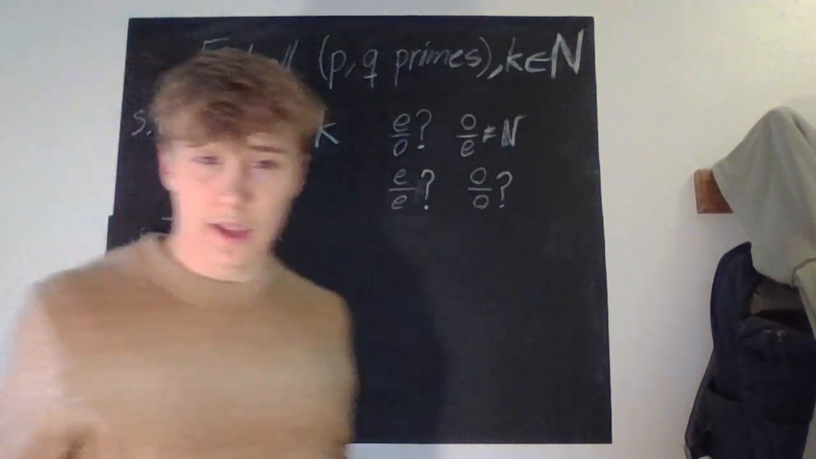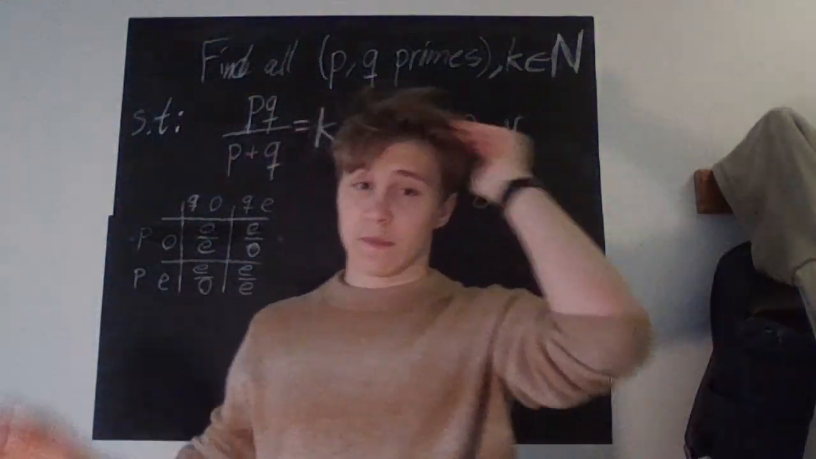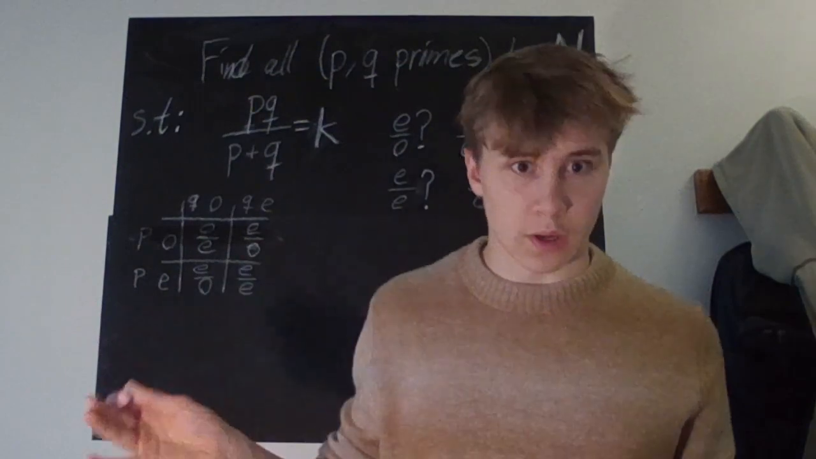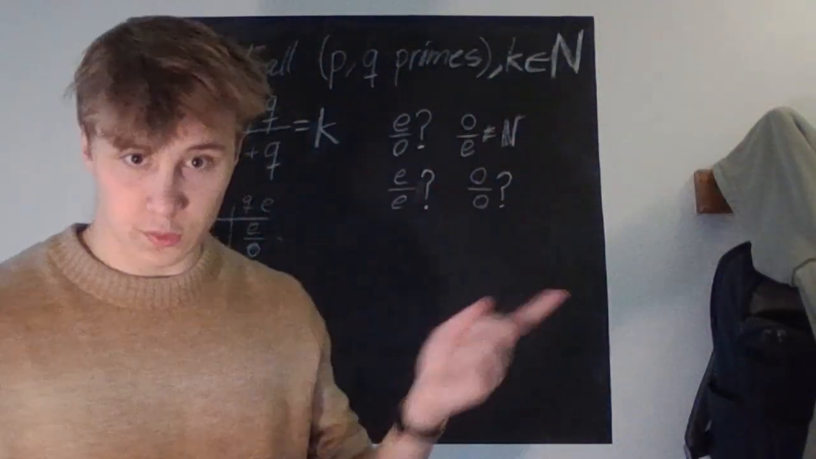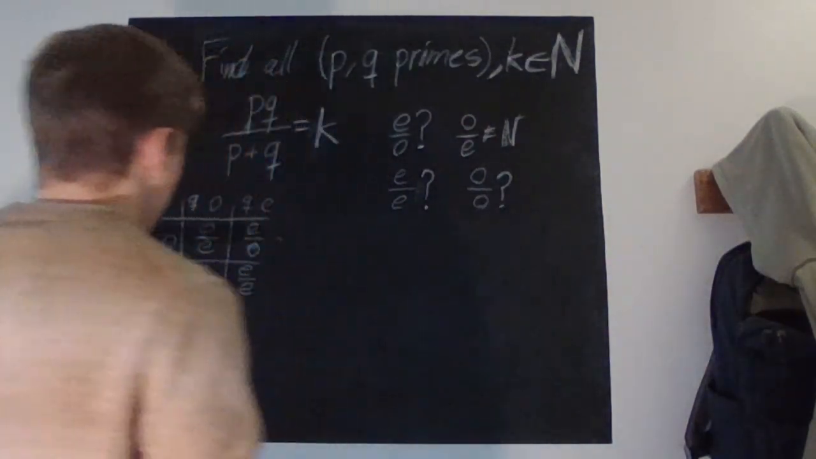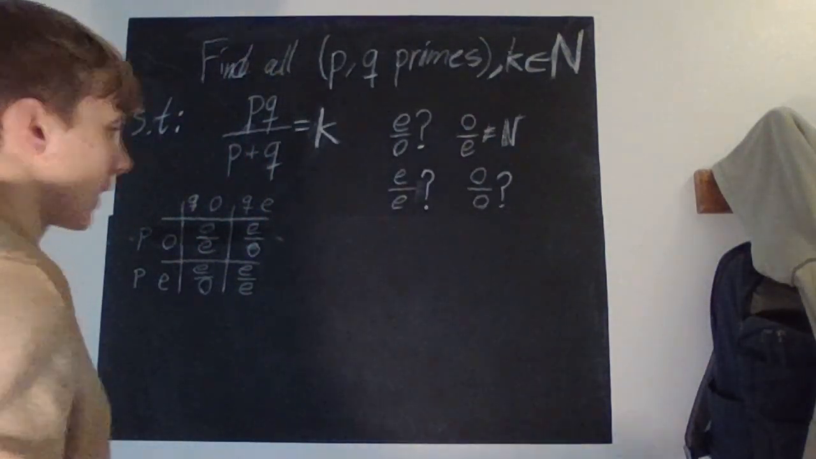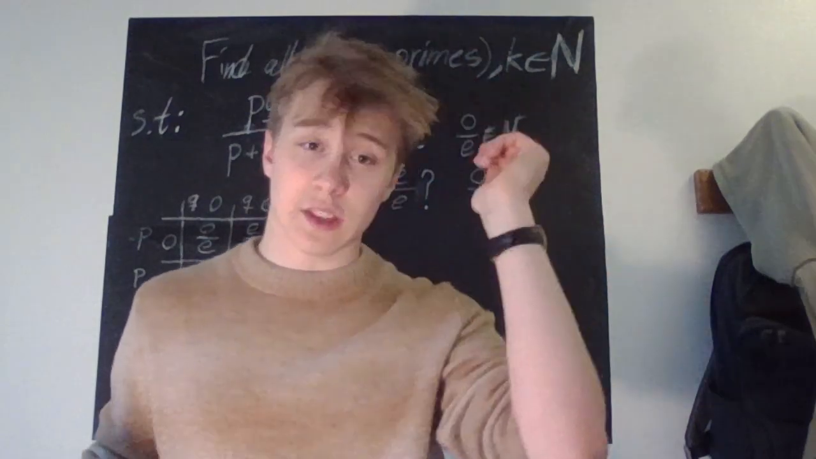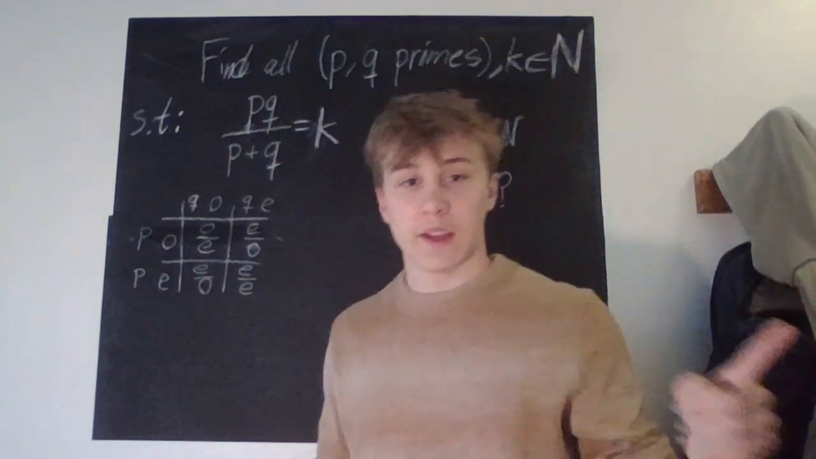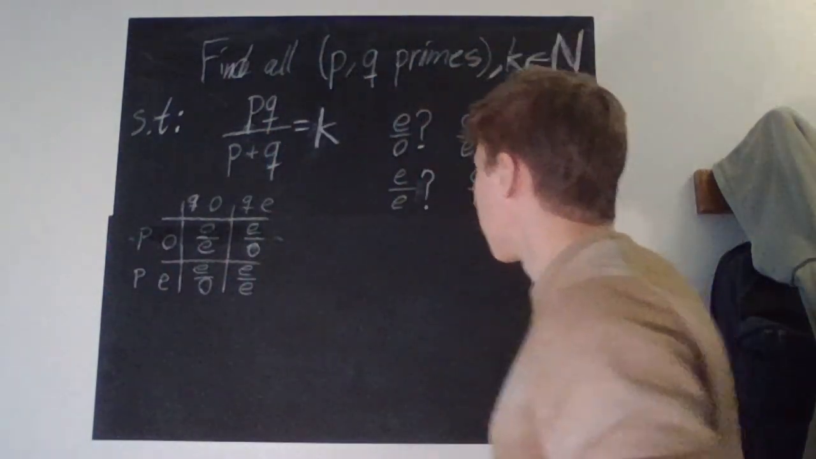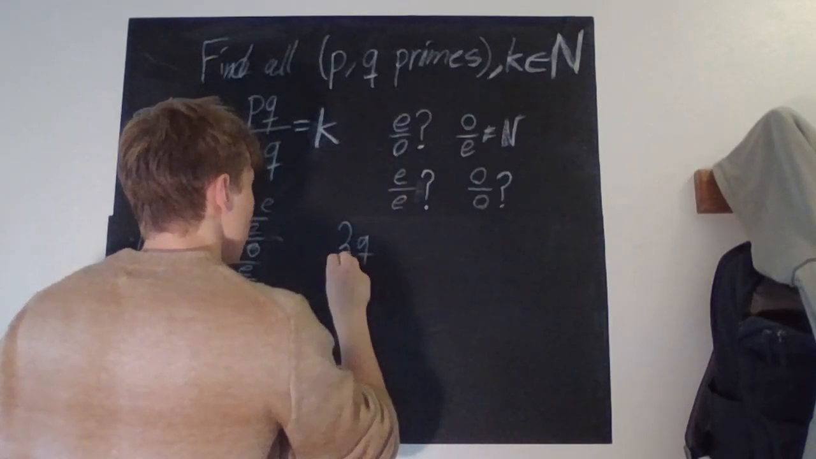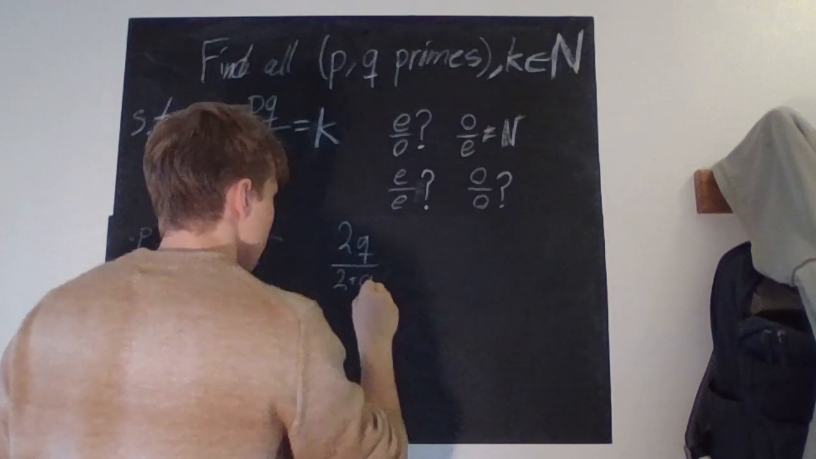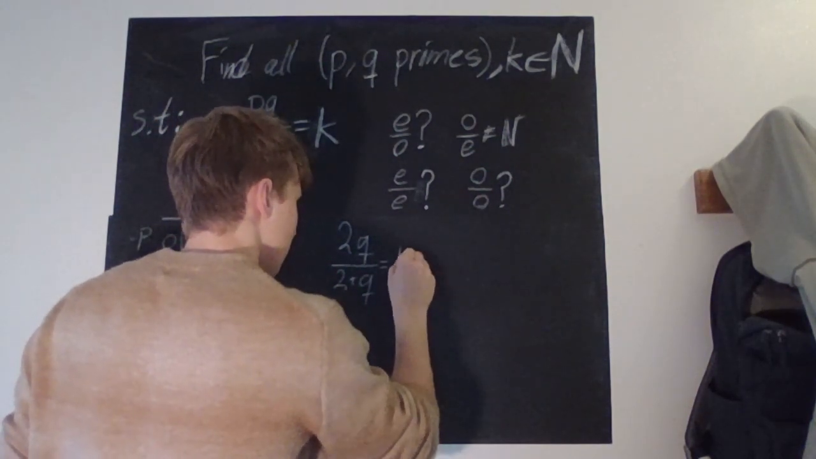Both can't be odd. And that's really good because there are an infinite amount of odd primes, but there is only one even prime, which is 2. Right. So basically what we have to do now is set one of them equal to 2 and then figure out the rest. So we can rewrite this as 2q over 2 plus q is equal to k.